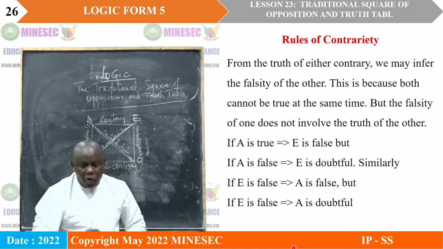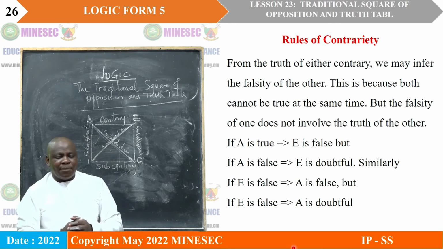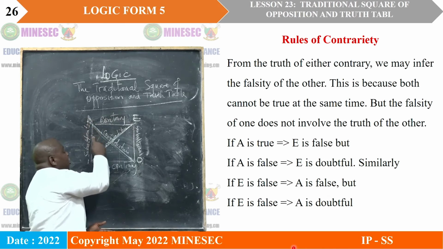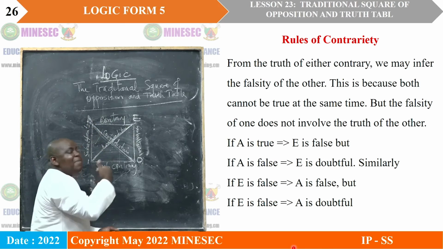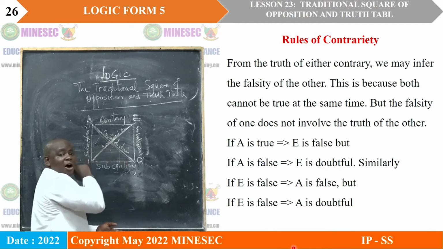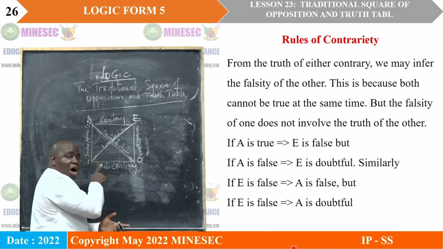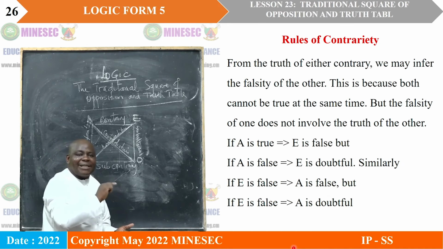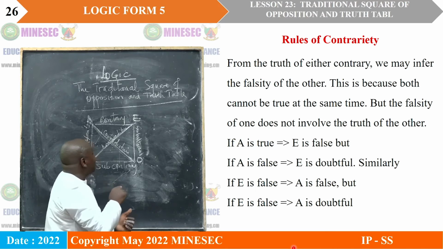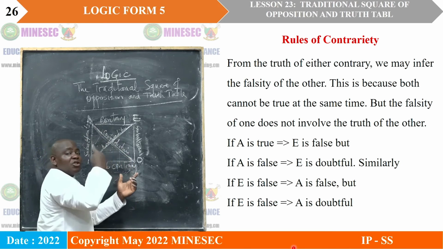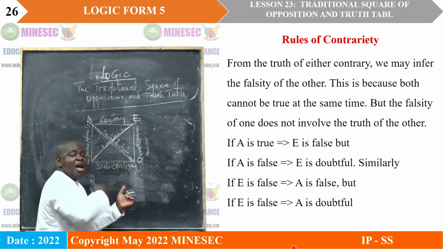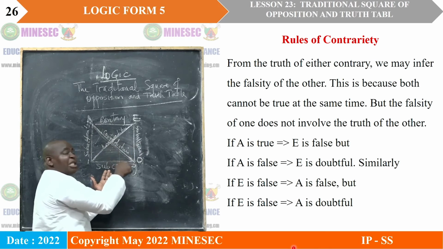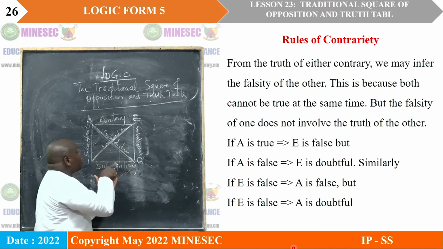What is the rule of contrariety pairs of opposition? The rule says that from the truth of either contrary, we may infer the falsity of the other. This is because both cannot be true, but both can be false at the same time. It means the falsity of one does not infer the truth of the other. The truth of one infers the falsity of the other, but the falsity of the other does not infer the truth of the other.